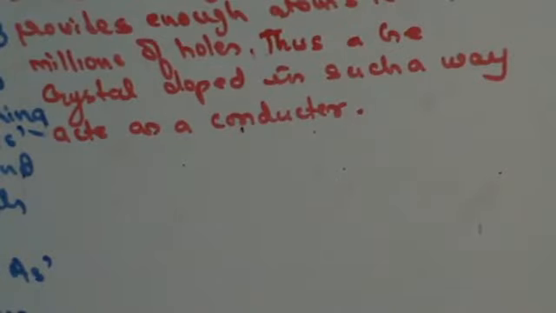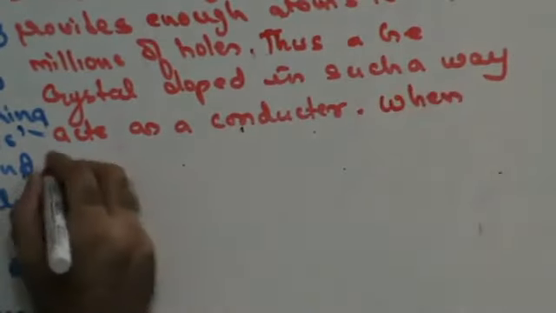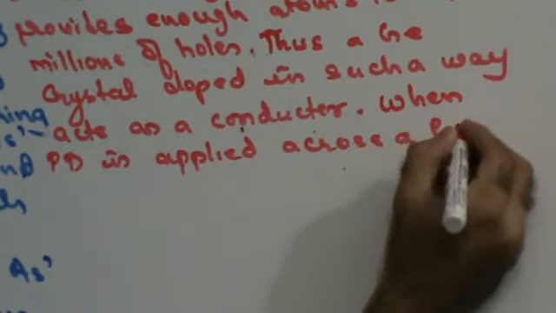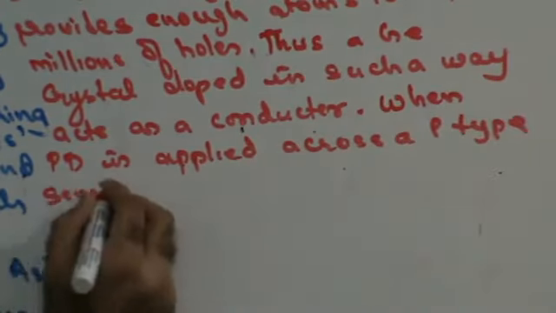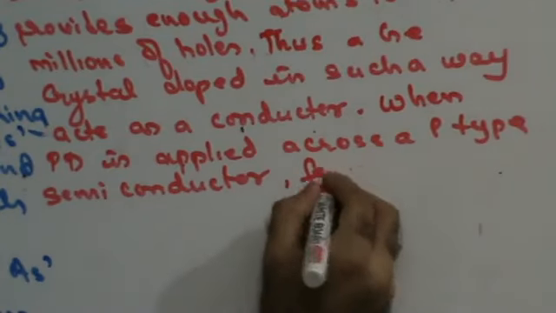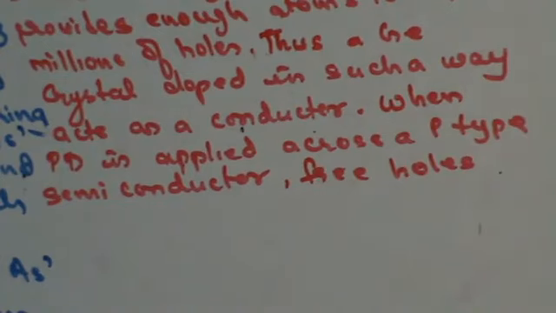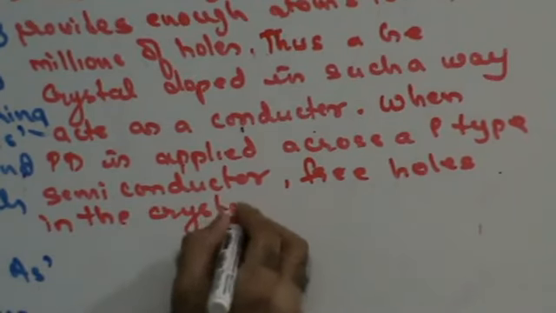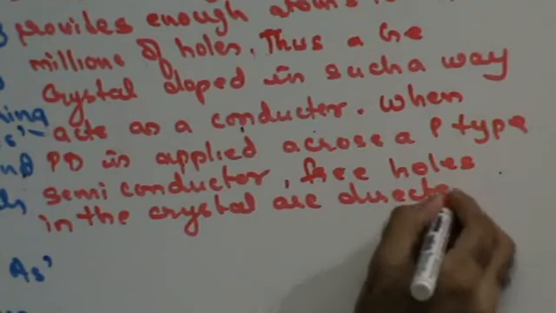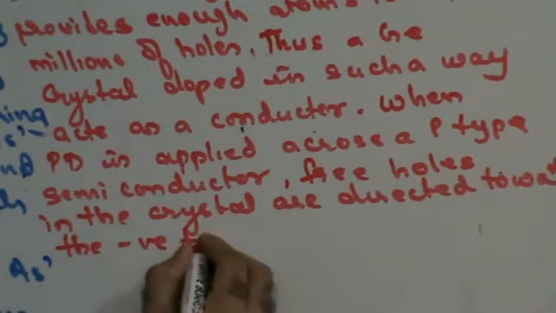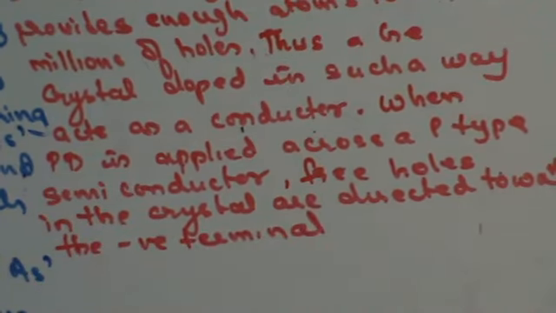Right? Now, when potential difference is applied across a p-type semiconductor, free holes in the crystal are directed towards the negative terminal, constituting current.